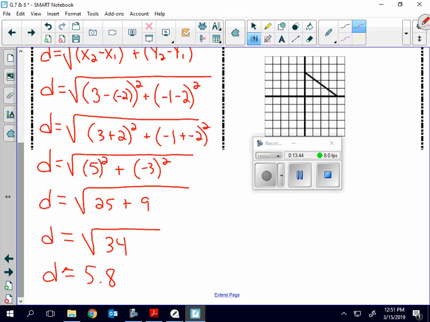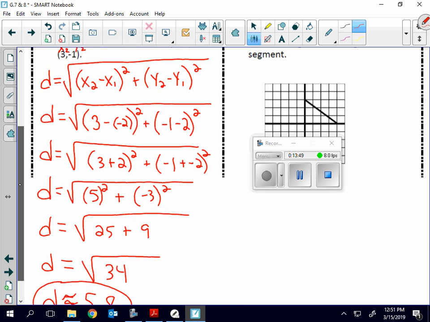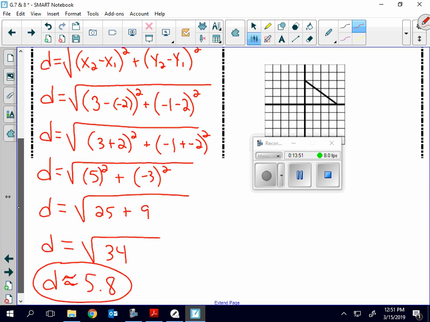And you can actually use squiggly lines if you're going to round. Do we have any units on this one? Nope, no units. So there you go, 5.8.